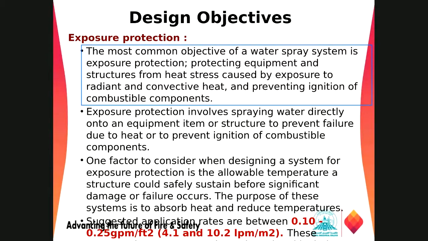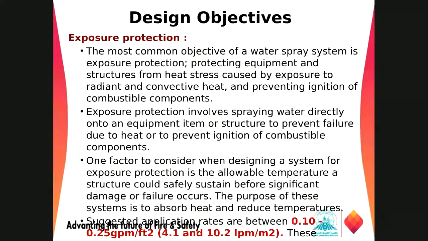One factor we have to consider while designing a system for exposure protection is the allowable temperature a structure could safely sustain before significant damage from the fire, right? So we have to initiate the deluge valve as soon as there is a fire in the nearby areas, so as to control the fire in those areas. And the application rate is between 0.10 to 0.25 GPM per square feet over the surface of the fire.